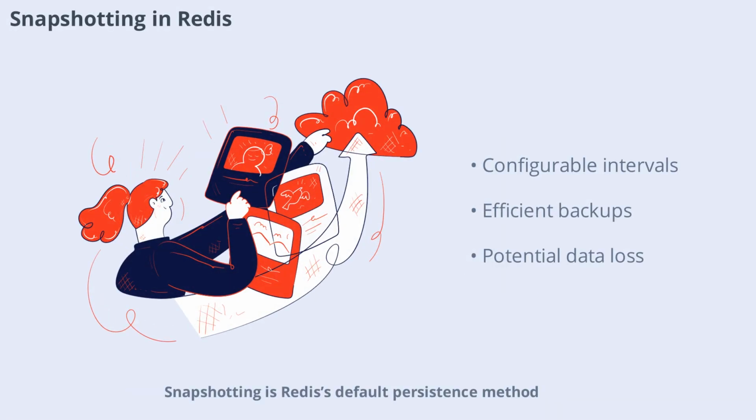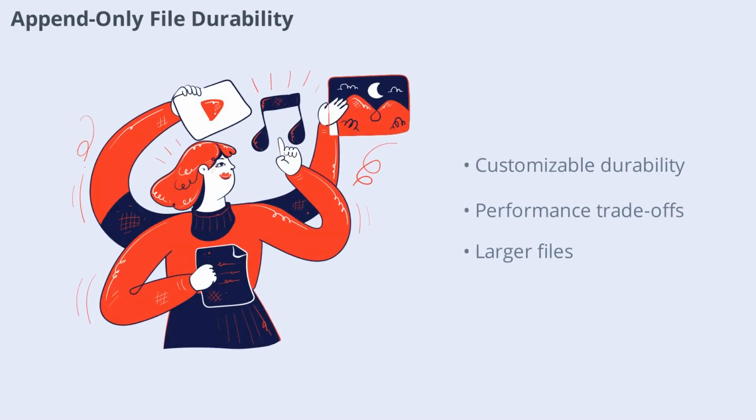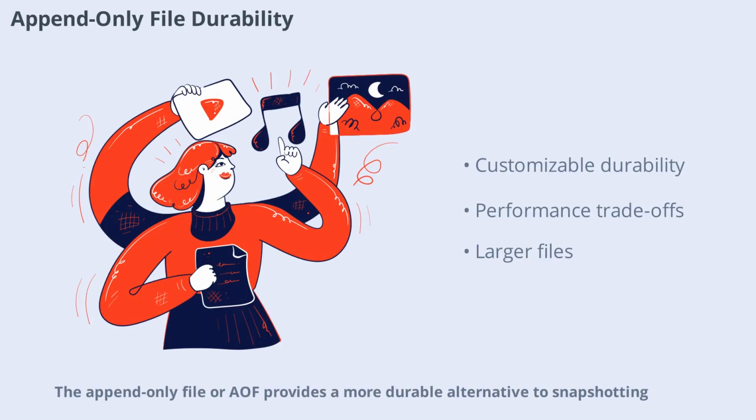Snapshotting is Redis's default persistence method. It saves the dataset to disk in a file called dump.rdb. You can configure how often snapshots are taken based on time and the number of changes. For example, Redis might snapshot every minute if 1,000 keys change, or every 15 minutes if just one key changes. This approach balances performance and data safety, but remember, recent changes can be lost if a crash happens before the next snapshot.